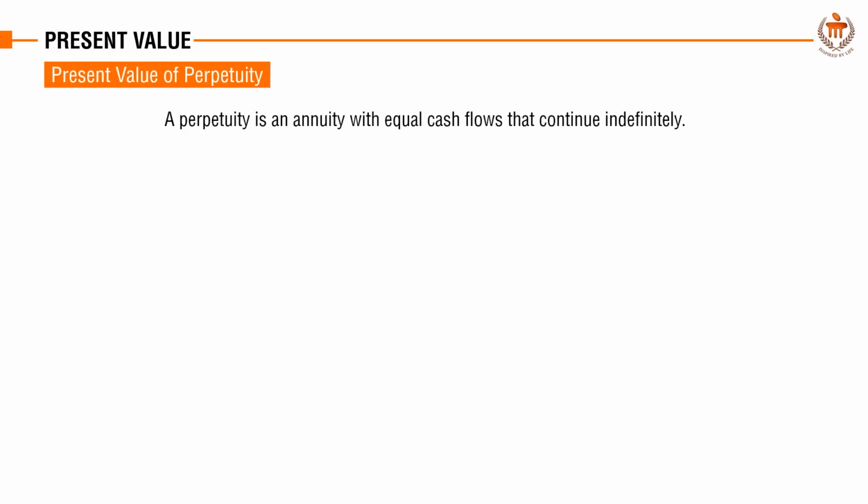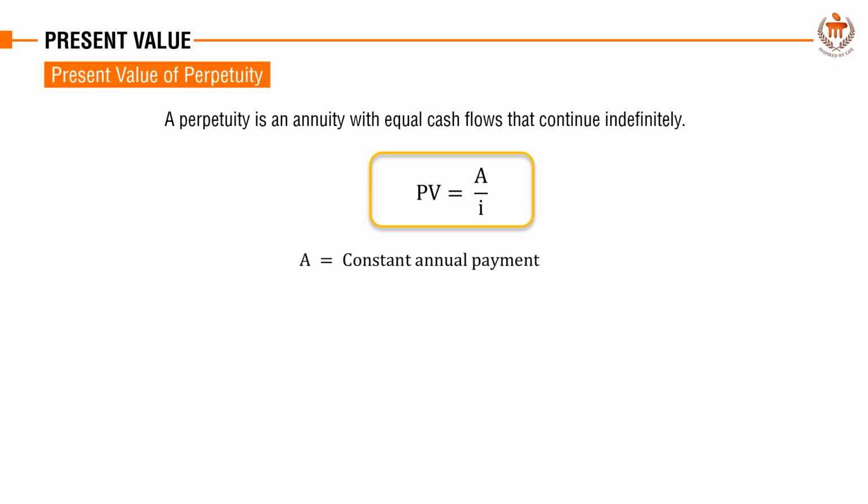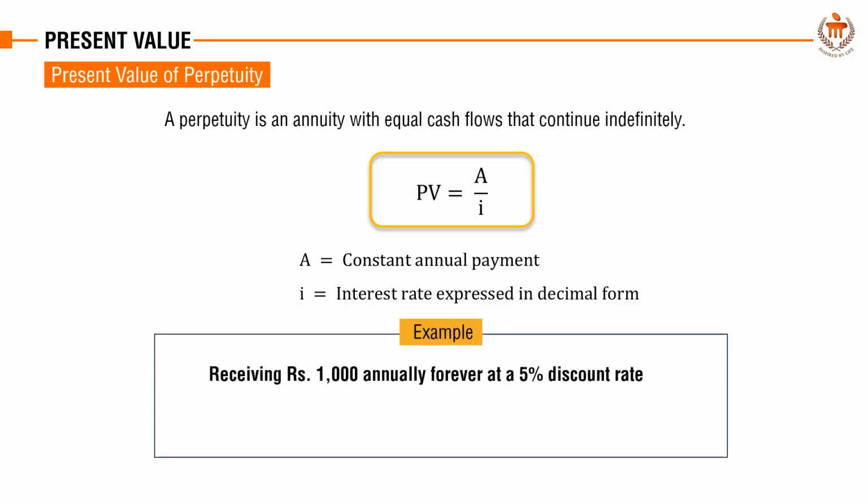Unlike regular annuities, which have fixed duration, a perpetuity involves equal cash flows that occur indefinitely. The formula for the present value of a perpetuity is PV is equal to A divided by I. Here A is the constant annual payment and I is the interest rate expressed in decimal form. For instance, receiving rupees 1000 annually forever at a 5% discount rate has a present value of rupees 20,000.